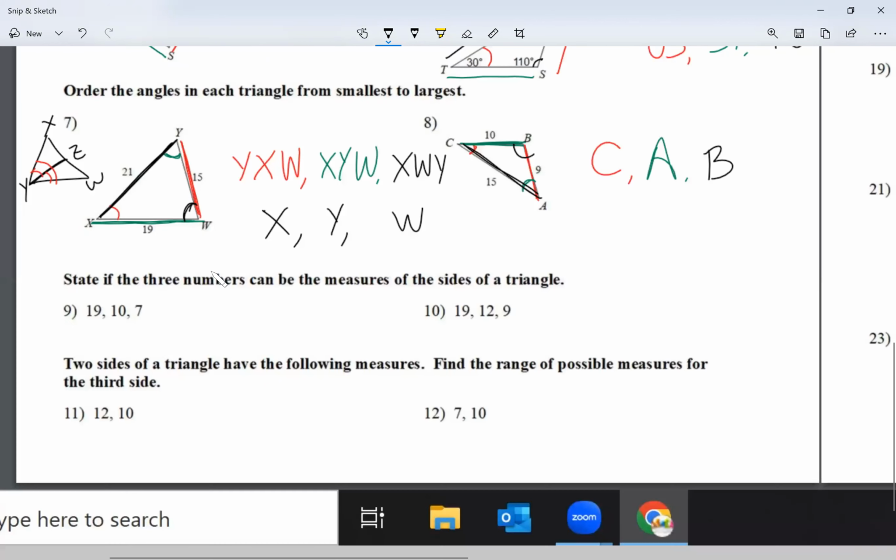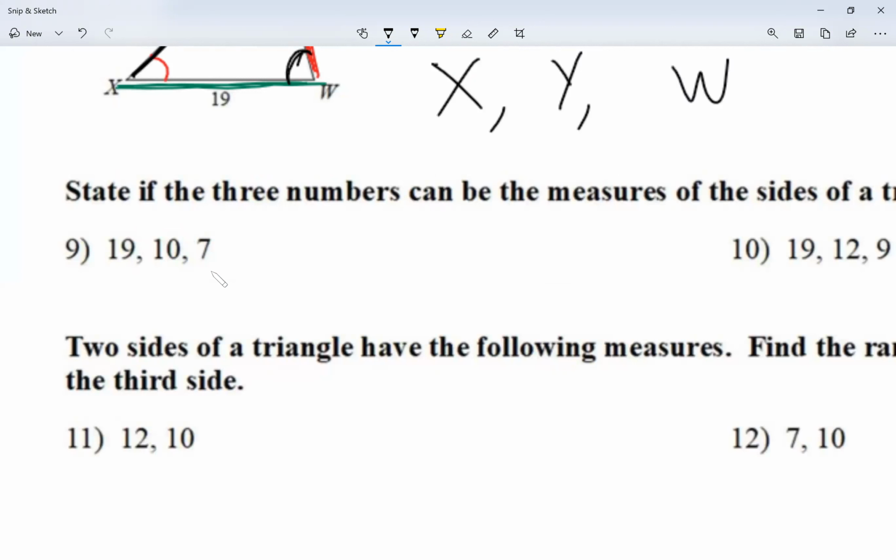Now, here for questions 9 and 10, we're going to learn a new rule. Pretty cool. It's really, really interesting. I give you guys 3 measurements and ask whether those 3 numbers can be the measures of the sides of a triangle. So let's say I give you 3 sides, three sticks. One of them measures 19 inches, the other one measures 10 inches, and the other one measures 7 inches. And then I tell you, okay, you have those 3 sticks, can you form a triangle? And then you start working them out. You might be able to form a triangle, you might not be able to form a triangle.